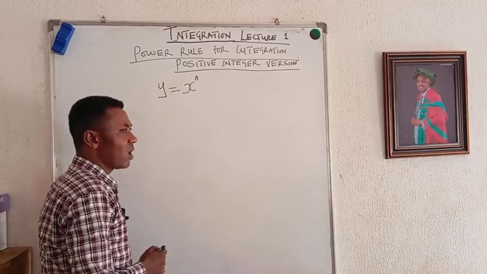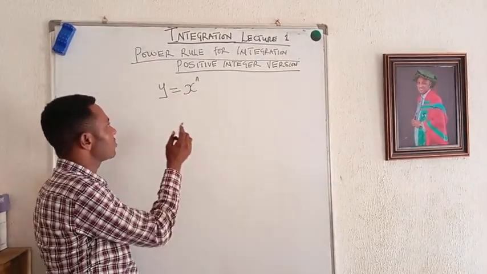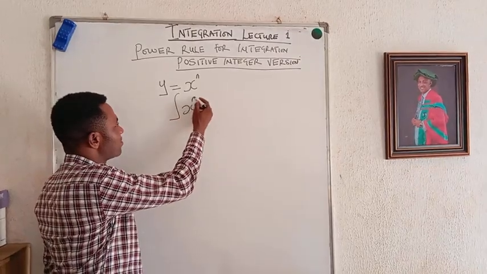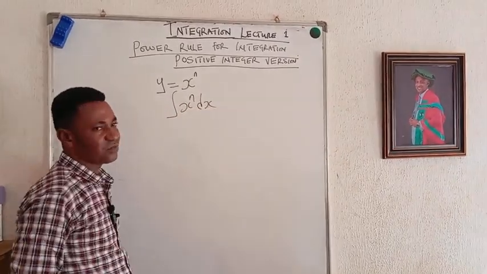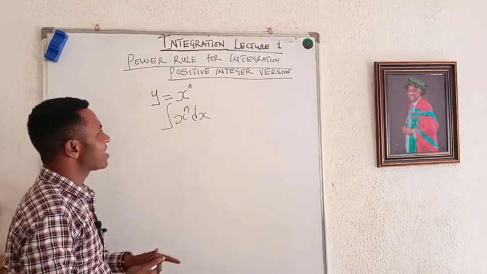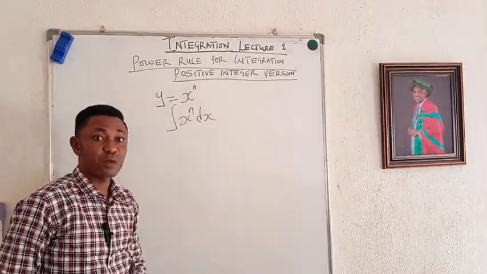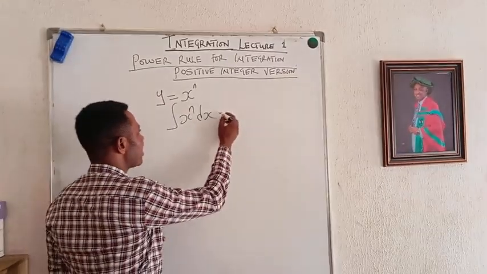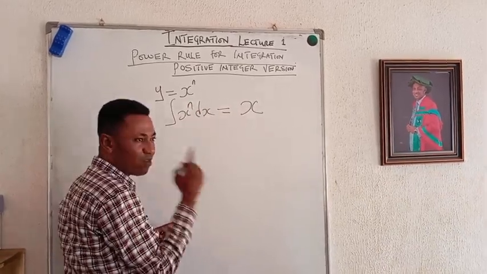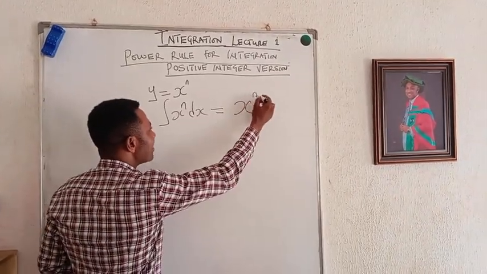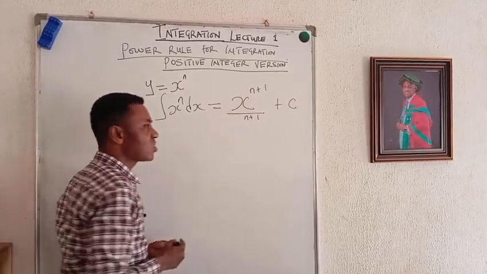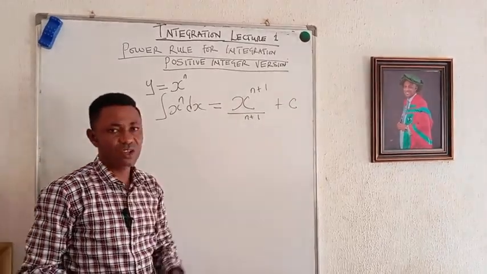n. Now, we want to integrate this function. For example, integrate the function y, which is x power n, with respect to x. The power rule says the integral of x power n dx is equal to x power n plus 1, all over n plus 1, plus c. What is c? C is the constant of integration.